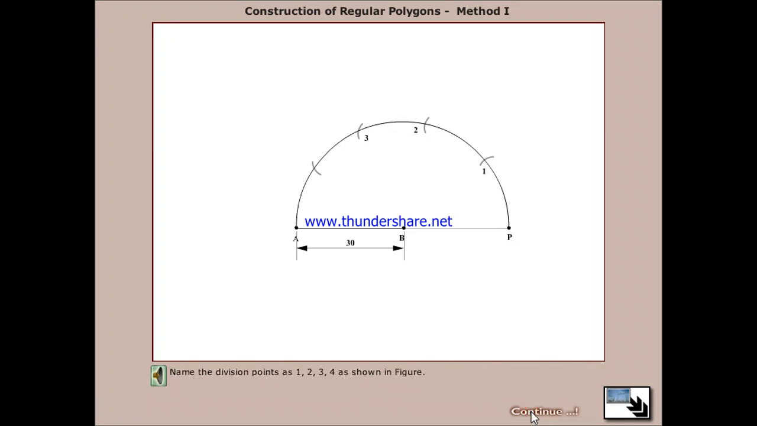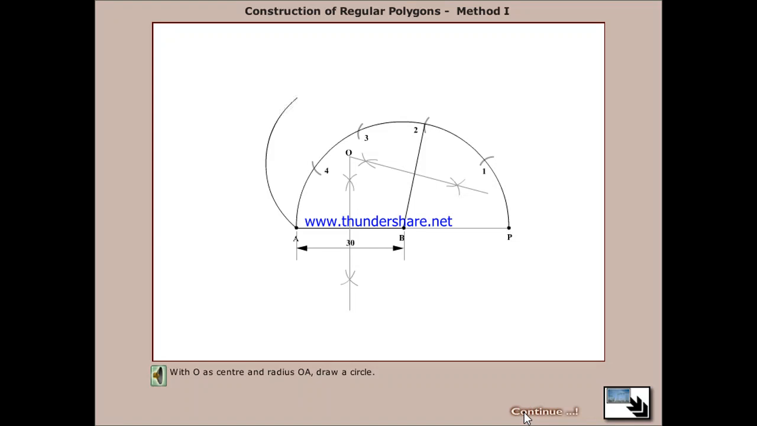Name the division points as 1, 2, 3, 4 as shown in figure. Connect B to the second division point 2. For any polygon, irrespective of the number of sides, always connect B to the second division point. Draw the bisectors of AB and B2 to intersect each other at O.